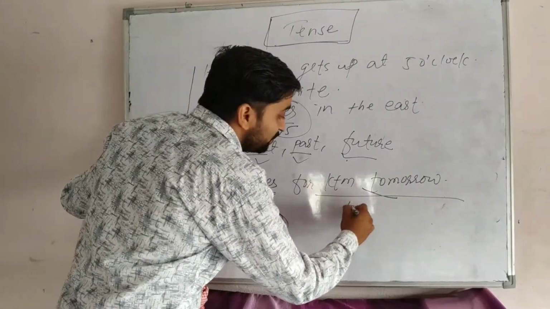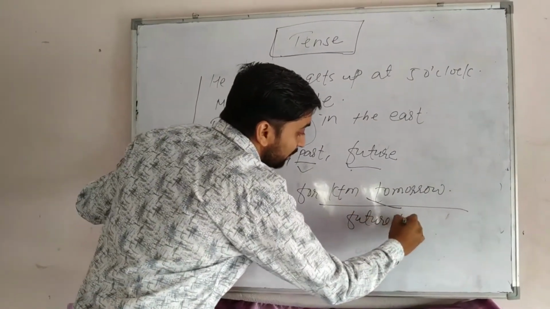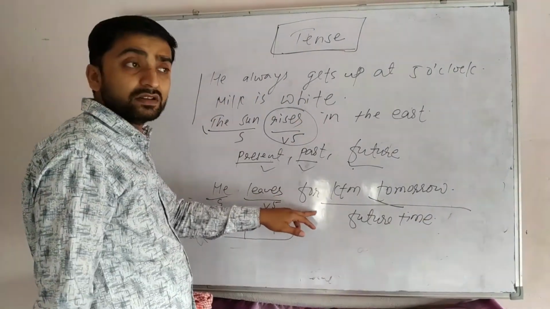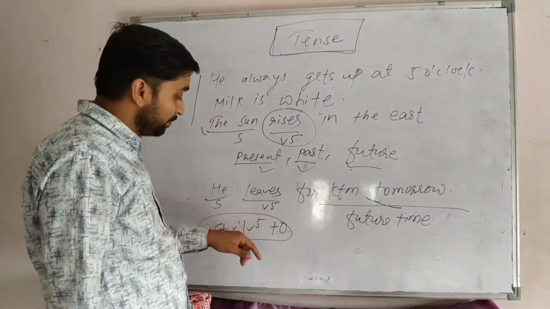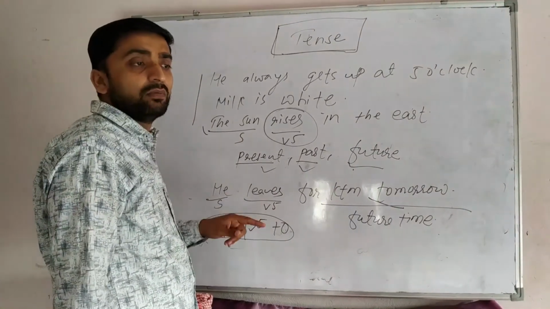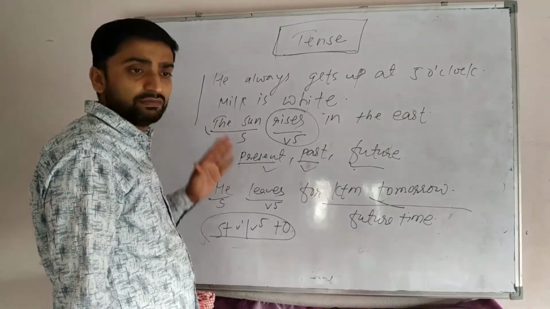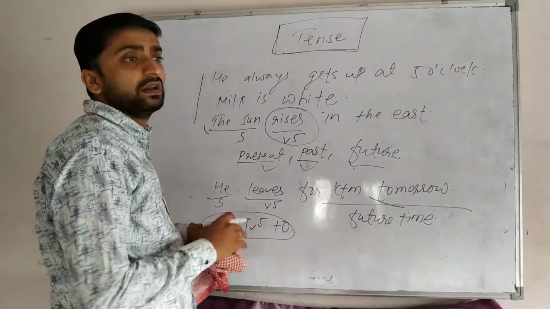I mean future time. So that's why earlier I told you that time is the meaning of the verb, but tense is the form of the verb. Now, is it clear? I hope you understand the difference between tense and time.